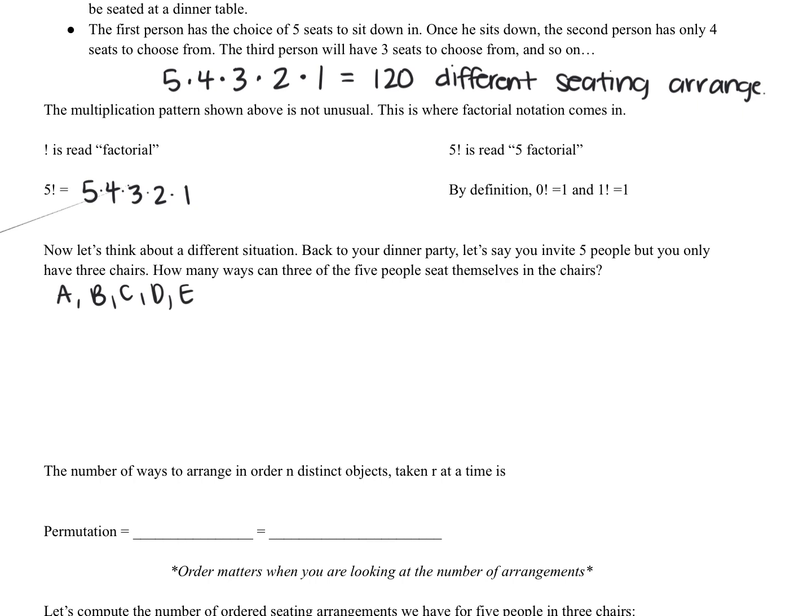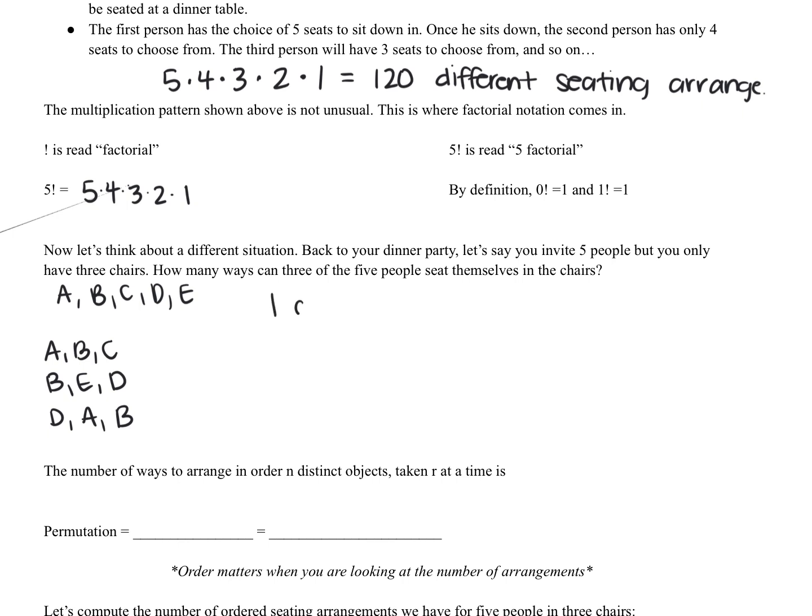You could have person A get a seat, then person B, then person C. You could have person B get a seat, then E, then D. You could have person D, then A, then B. It just keeps going and going. So we want to know how many outcomes there are.